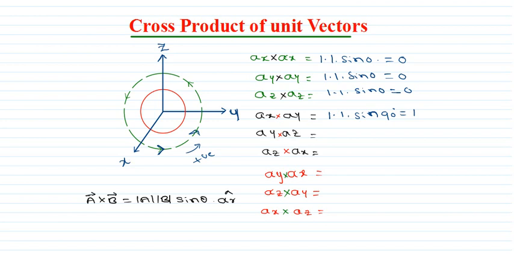Same thing for ay cross az. Again we are moving in the positive direction, so it's going to be 90 degrees between this and this. So this is 1 into 1 into sine 90 degrees, which is equal to 1. Similarly, for az cross ax, again we are moving in the same positive direction, and this angle is going to be 90 degrees. So we can write it as 1 into 1 into sine 90 degrees, which is equal to 1.